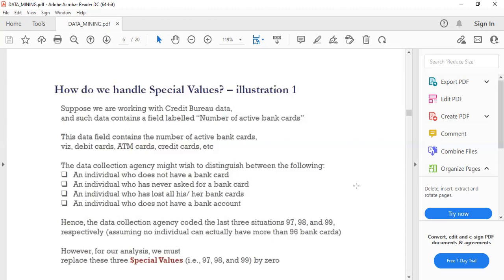So the data collection agency coded the last three situations, 97, 98, and 99 respectively, assuming no individual can actually have more than 96 bank cards. Actually, they have no cards at that time. One individual has never asked, one individual has lost all his cards, one individual does not have a bank account. But they are assuming in this way that they have more than 96 bank cards. So they give such specific values which designate specific scenarios.